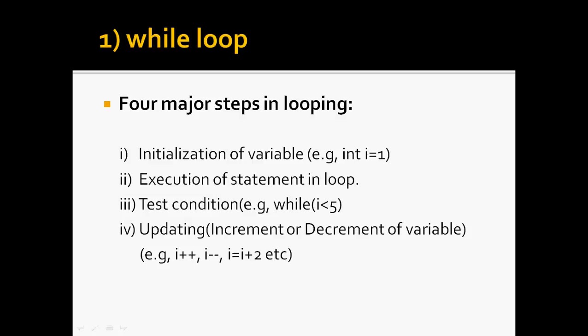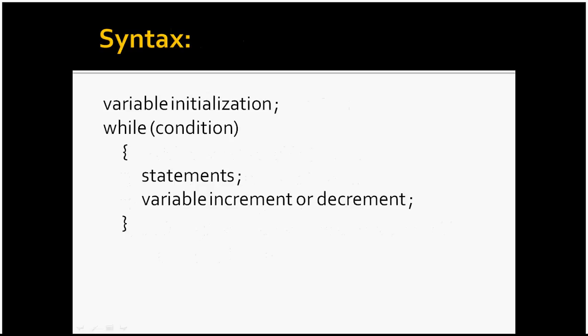And finally, updating. Updating of the variable in terms of increment, or it may be in terms of decrement. So here I take I plus plus. I plus plus means I is equal to I plus 1. I minus minus means I is equal to I minus 1. We can take I is equal to I plus 2, I is equal to I plus 3, I is equal to I plus 4, and so on.